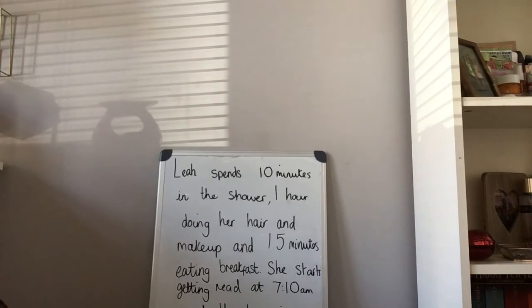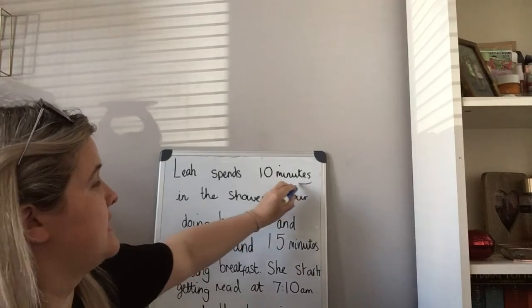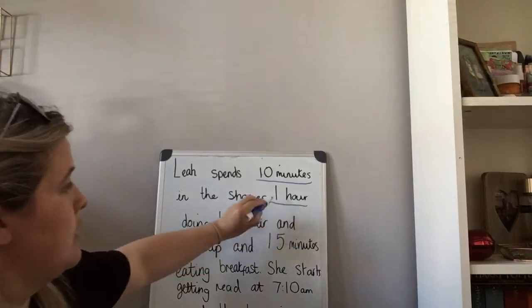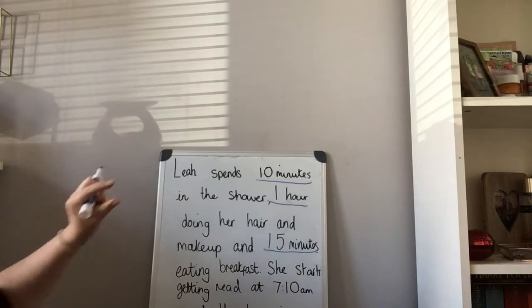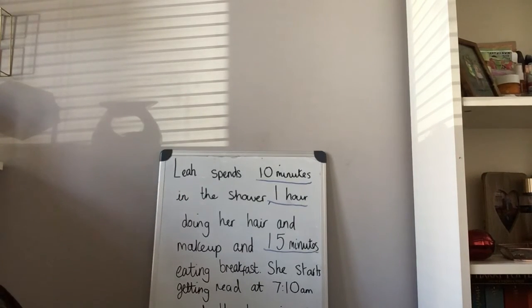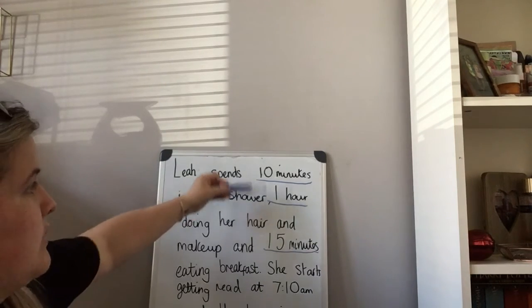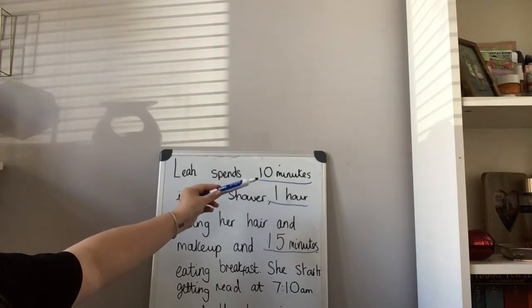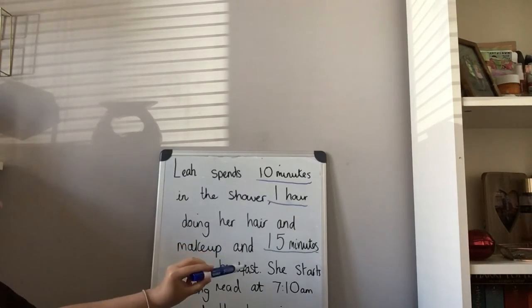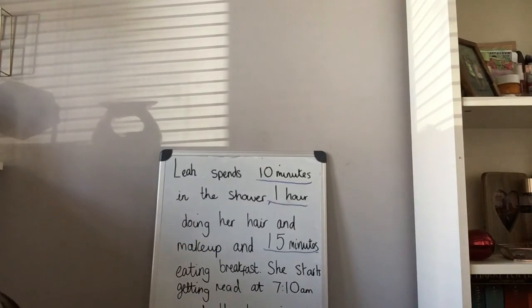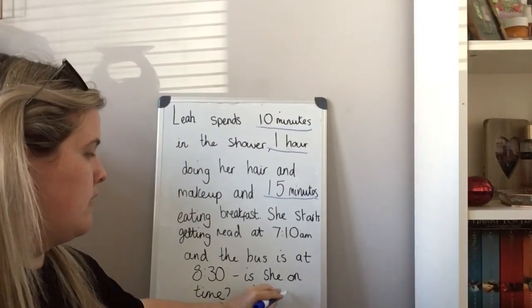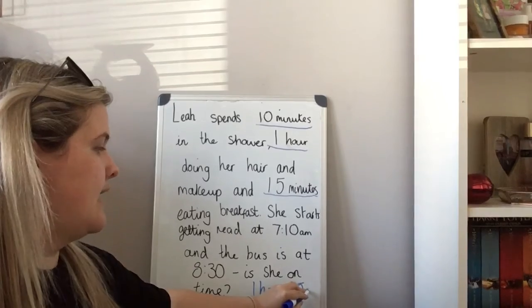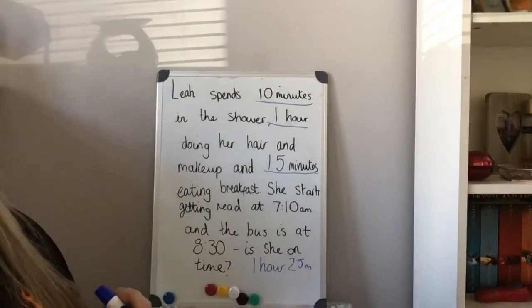So our start time is 7:10. So we need to think, what times do we need to add on? So we have 10 minutes here, an hour, and 15 minutes. So the first thing we're going to do is add up all those times together to see how many hours and minutes it took her to get ready. So 1 hour plus the 10 minutes, so that would be an hour and 10 minutes, plus the 15 would be an hour and 25 minutes. So I'm going to write that down. 1 hour, 25, and I'll put a little M. It took her an hour and 25 minutes to get ready.